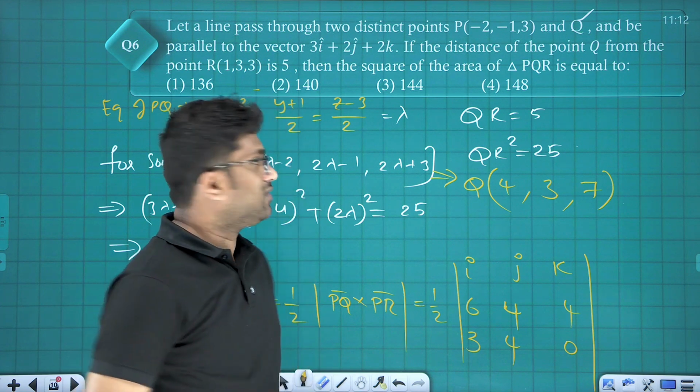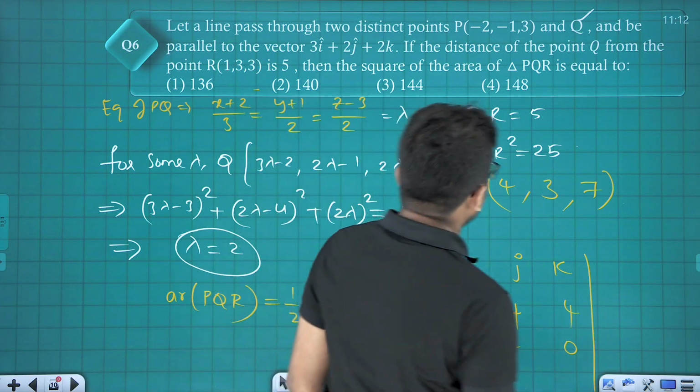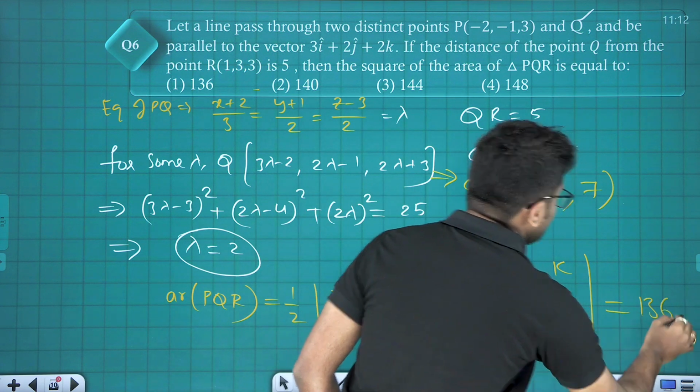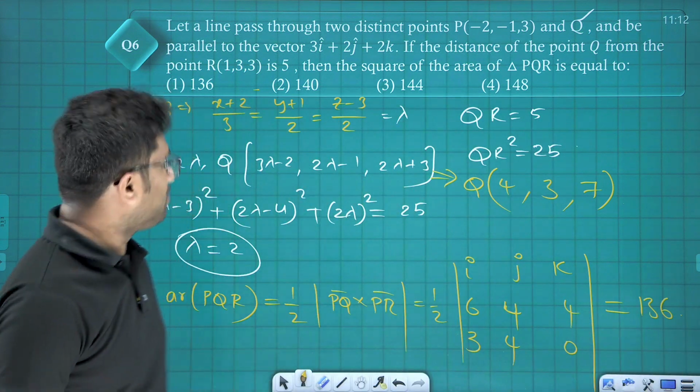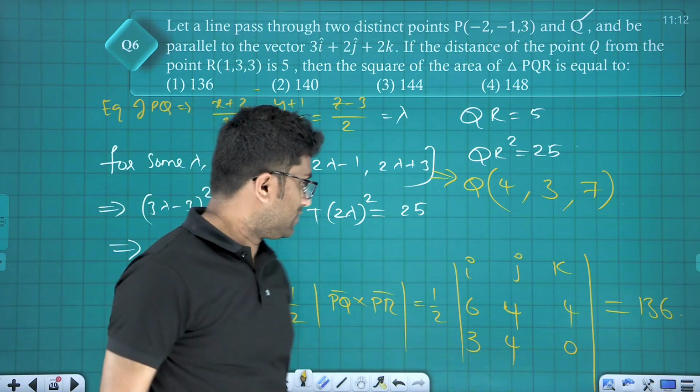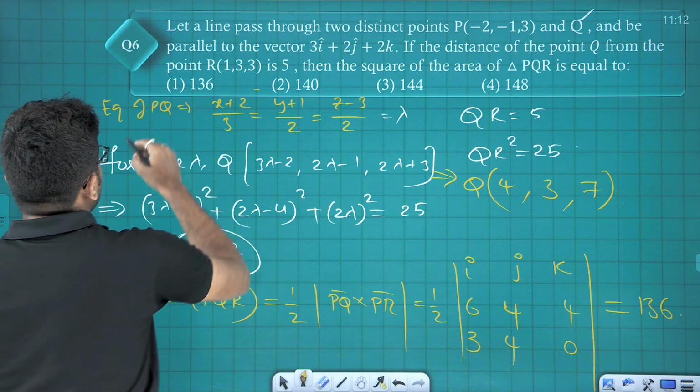Half into the modulus of that vector, we will be getting root 136 as the answer, friends. Just simplify it and you will get it easily. Half into that, you will be getting the answer. Next question, friends.